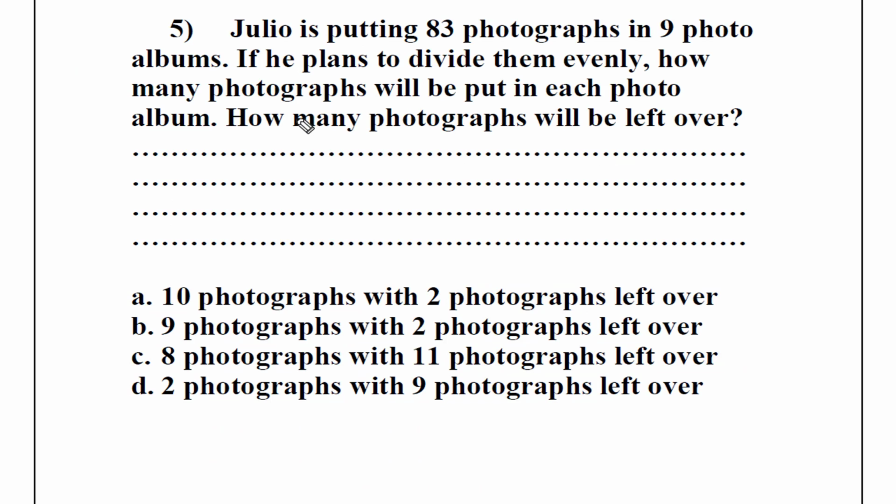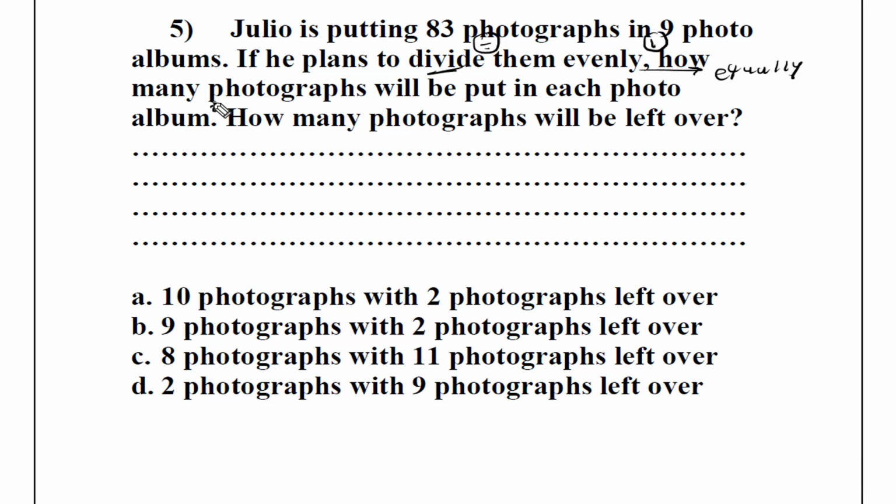Question number 5. Julio is putting 83 photographs in 9 photo albums. If he plans to divide them evenly, then divide, so we will divide. Okay, the operation here is division. Evenly means equally. Okay, he asked here how many photographs will be put in each photo album. Okay, this is the first question. To find the number of photographs that will be put in each album, we will divide 83 divided by what? Divided by 9.